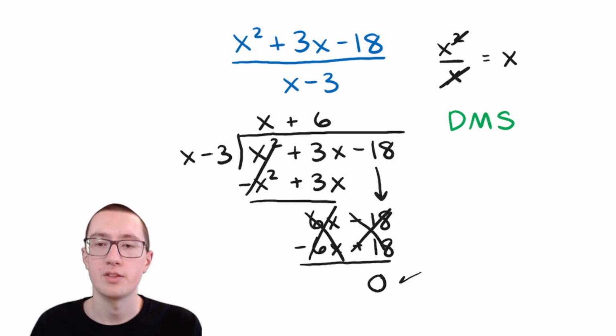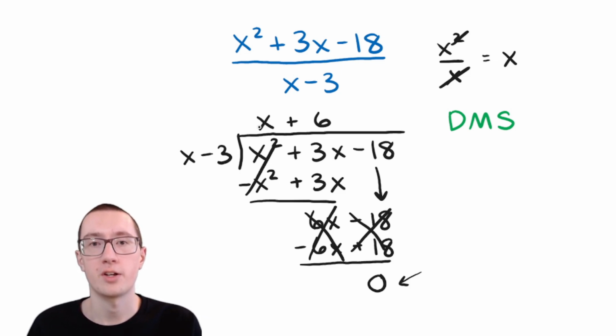This number right here is going to be our remainder. But because it's 0, we don't have to do anything. If it wasn't 0, then we would have to use a remainder, which I'll talk about in the next problem. But because we don't have a remainder, that's our final answer. Our final answer is x plus 6.